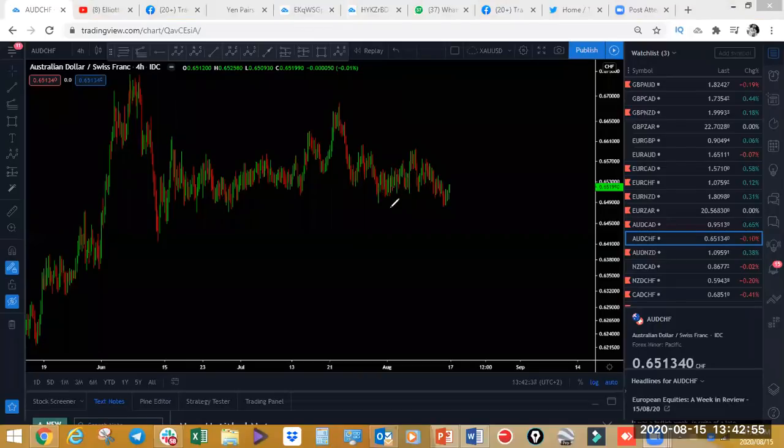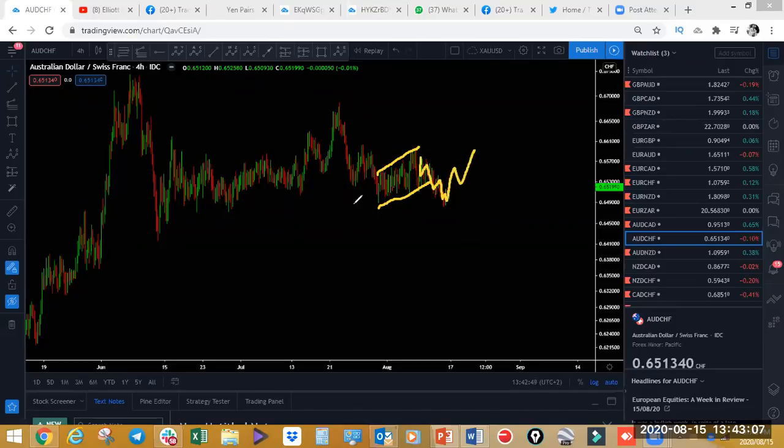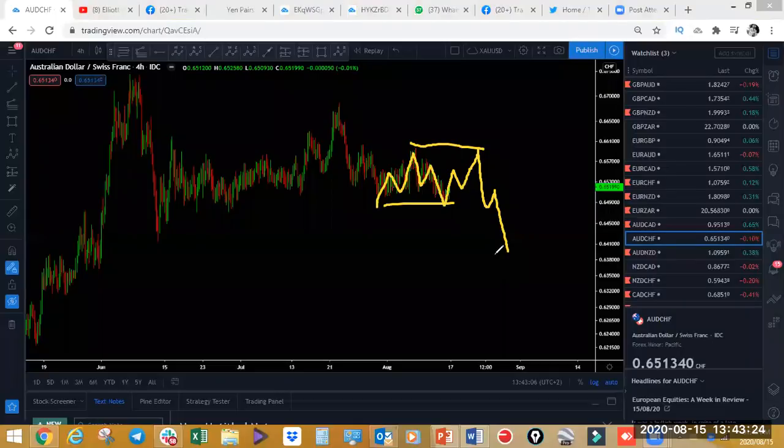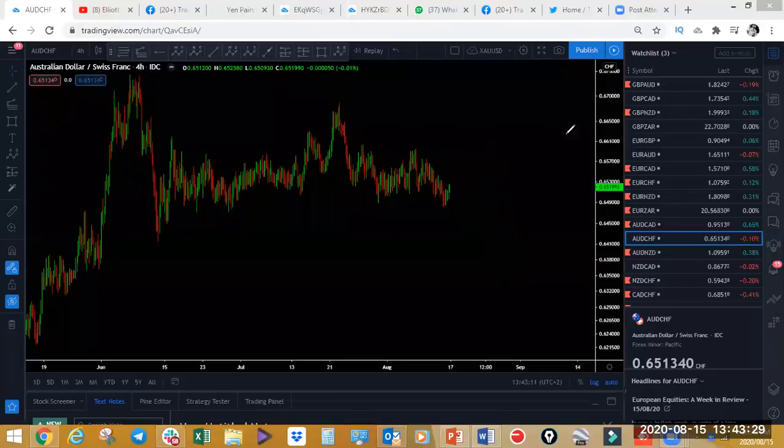AUDCHF, this trade has gone very slowly. I said the CHF is going to be strong in the coming week. We had a trade setup here 2 weeks back, expecting this one to drop. It's coming down correctively, and it looks like we're going to have another move to the upside: 1, 2, 3 up, 1, 2, 3 down, 1, 2, 3 to the upside. So more sideways. Like pound CHF and euro pound, if we do get to the downside here, it is not going to go very far. So that is AUDCHF.